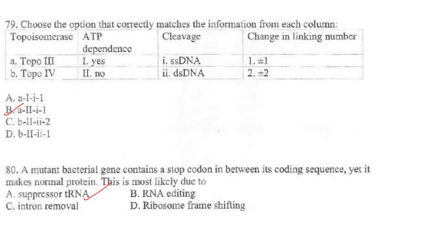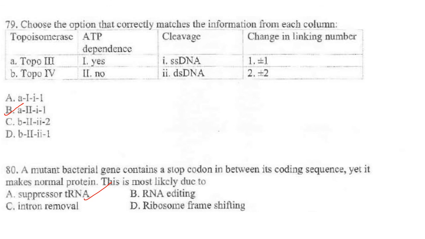Then next one. Choose the option that correctly matches the information from the given column. So topoisomerase 3, it is ATP dependence is no, and it is single stranded, wait, and single stranded DNA is plus or minus, change in the linking number is plus or minus 1. So the answer is option B.